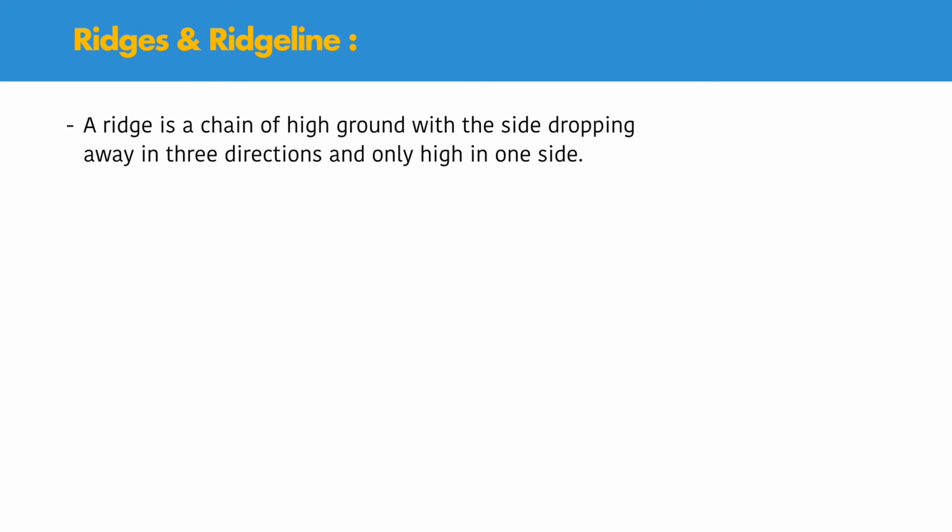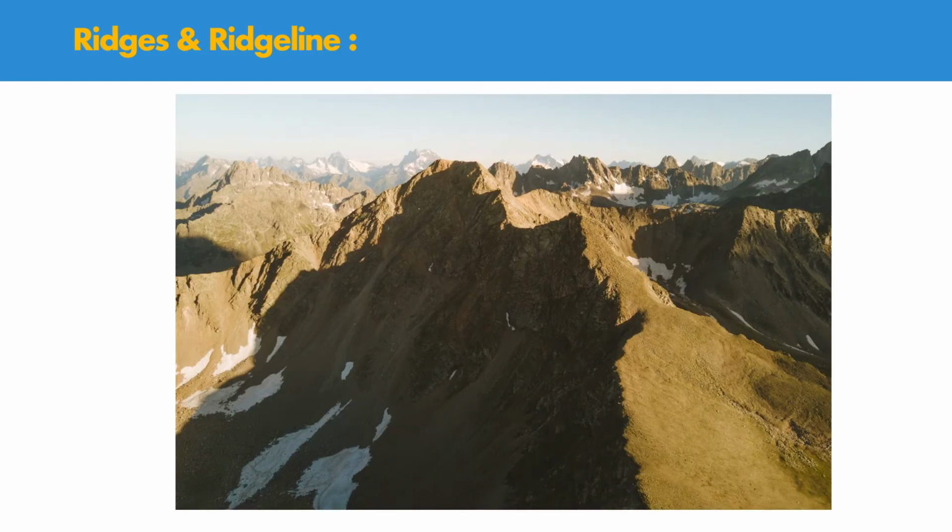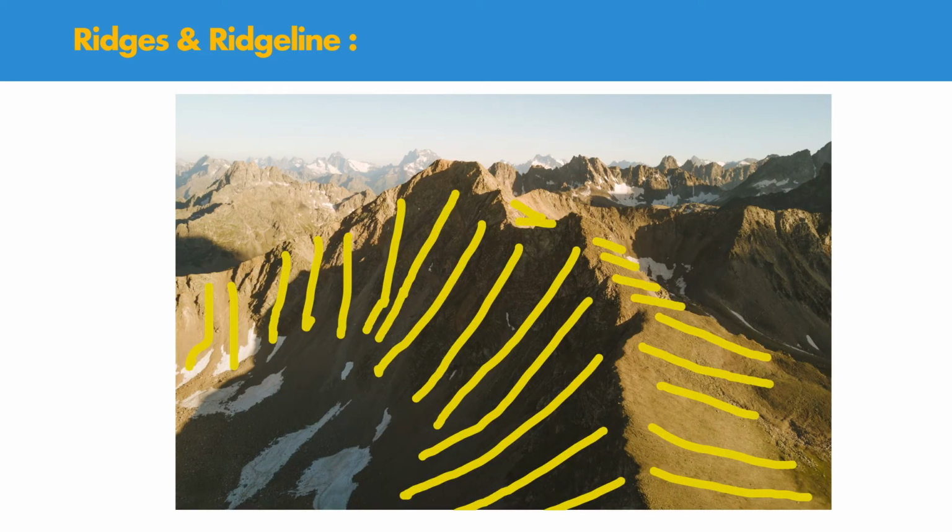Ridges and ridgelines. A ridge is a chain of high ground with the sides dropping away in three directions and only high in one direction or one side. It's common between two mountain tops. A ridgeline is the top line of a ridge that is formed of points with the highest elevations. You will understand it well when you see these examples. So the marketplace in this photo is the ridge.